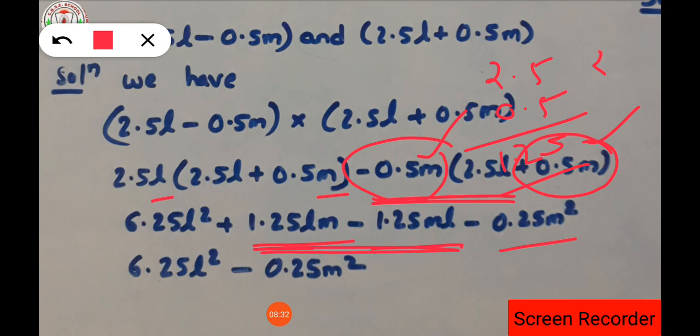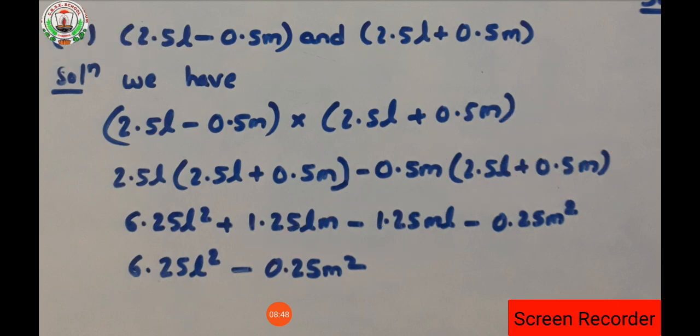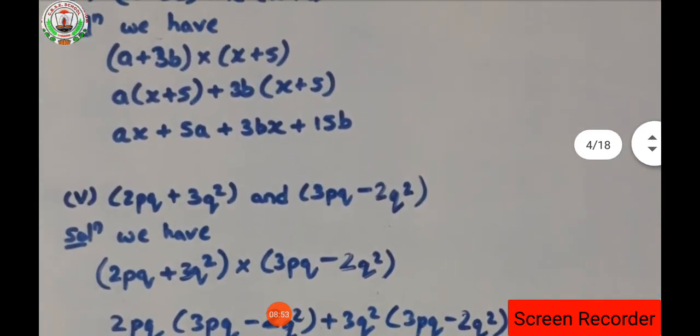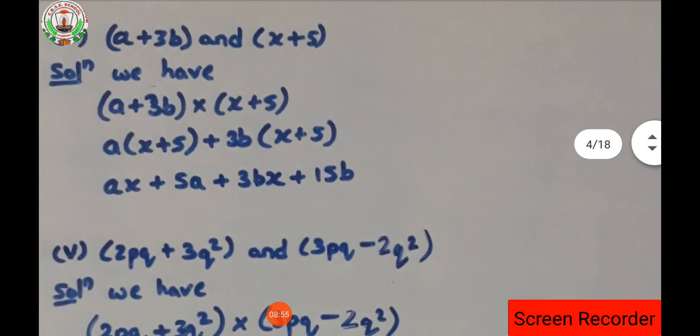Now these two are like terms, isn't it? One is in the form of plus, another is in the form of minus. As we know that plus 1 and minus 1 is equal to 0, so in this way these two terms will become 0. So what is the answer here? 6.25L square minus 0.25M square will be the answer. Clear?